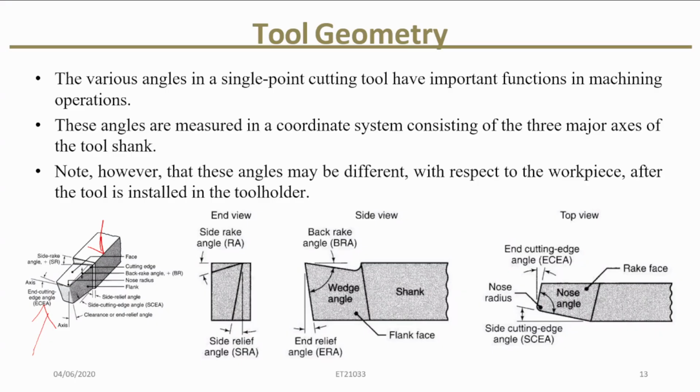The various angles in a single point cutting tool have important functions in machining operation. These angles are measured in a coordinate system consisting of the three major axes of the tool shank. So the three major axes are the X, Y, Z axes. Note, however, that these angles may be different with respect to the workpiece after the tool is installed in the tool holder. Okay, the tool holder means this part.